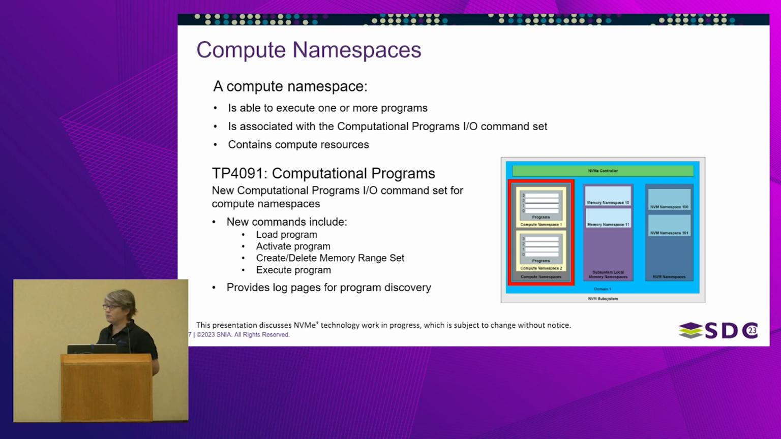Next, we have compute namespaces. Compute namespaces are highlighted in the little diagram in the corner with red around it. The characteristics of a compute namespace is it is able to execute one or more programs. There's a new command set for this new type of namespace, and it's the Computational Programs I/O Command Set. This type of namespace contains compute resources. This type of namespace is introduced in TP4091.